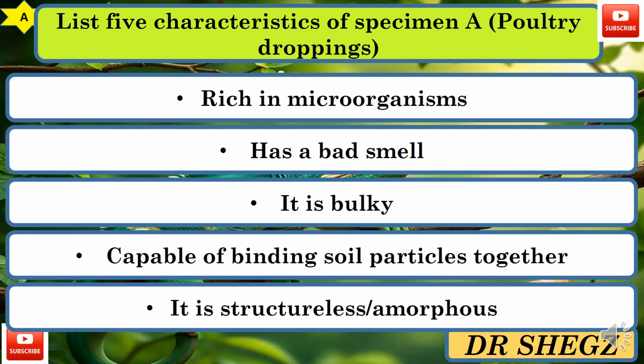Now the first question here says list 5 characteristics of specimen A. Now I had to put the specimen in bracket since we may not be going back to the previous slide, so that we can know exactly the specimen we are dealing with in each slide. So characteristics of specimen A. Now the poultry droppings, they are rich in microorganisms, they have bad smell, it is bulky, capable of binding soil particles together, and it is amorphous, doesn't have a structure.